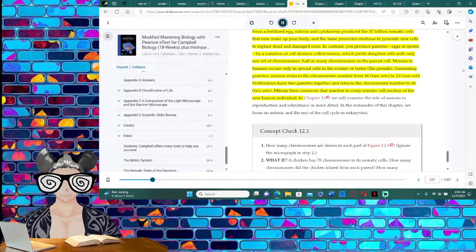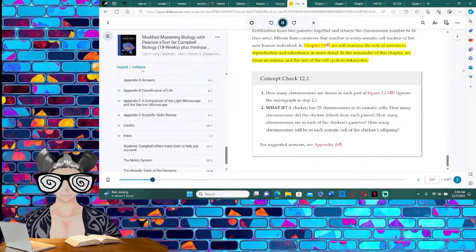Meiosis in humans occurs only in special cells in the ovaries or testes, the gonads. Generating gametes, meiosis reduces the chromosome number from 46, two sets, to 23, one set. Fertilization fuses two gametes together and returns the chromosome number to 46, two sets. Mitosis then conserves that number in every somatic cell nucleus of the new human individual. In Chapter 13, we will examine the role of meiosis in reproduction and inheritance in more detail. In the remainder of this chapter, we focus on mitosis and the rest of the cell cycle in eukaryotes.